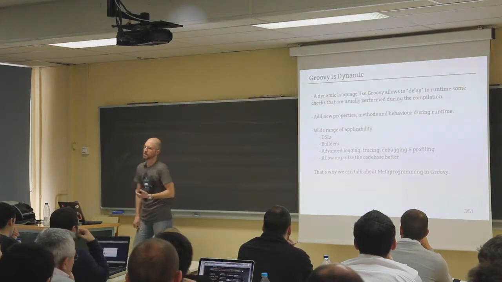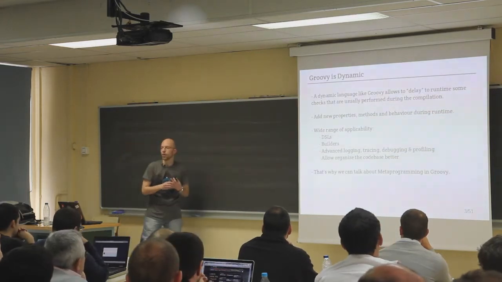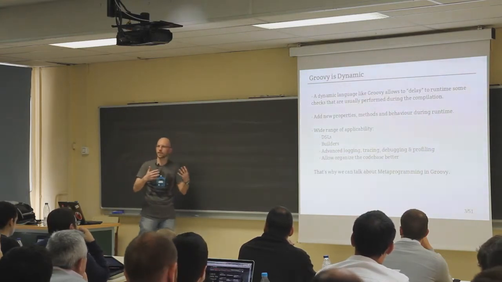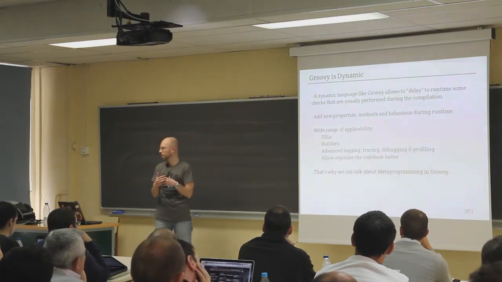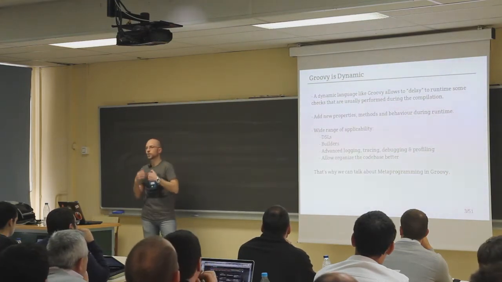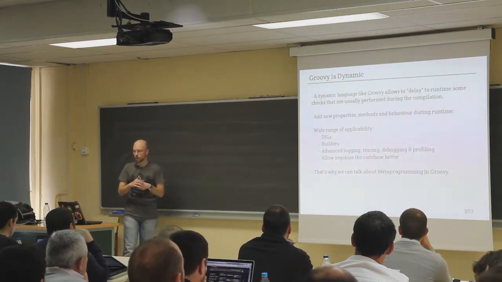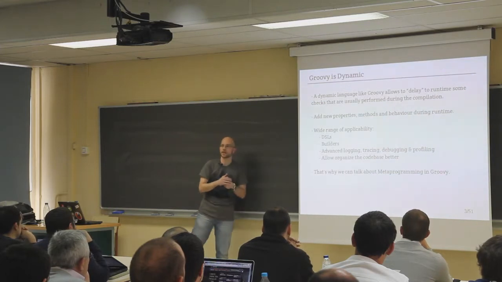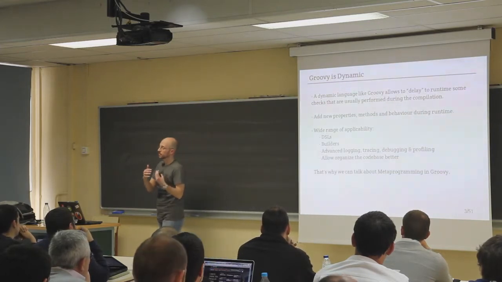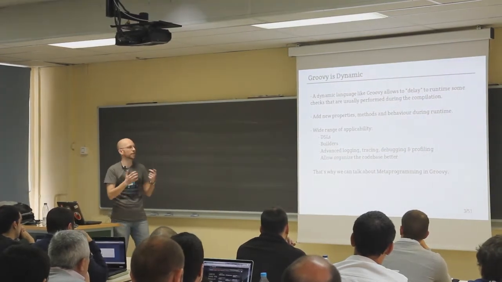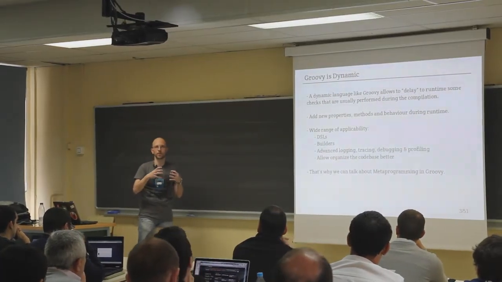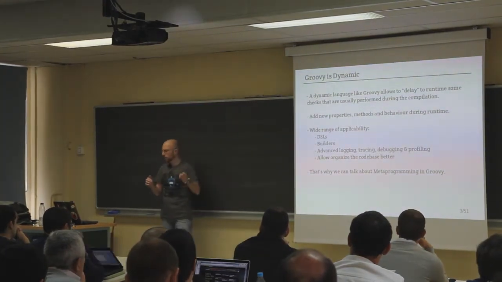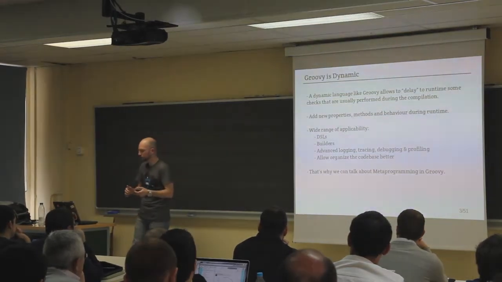So, Groovy is dynamic. With a dynamic language like Groovy, we can postpone to runtime some checks that are usually done during compile time. We can add new properties, new methods, new behavior to our code. And we can develop, for example, DSLs, builders, advanced logging techniques, tracing. This dynamism allows us to organize our code base better because we have this code in one place and not spread all over our code. And because of that, we can talk about metaprogramming in Groovy.